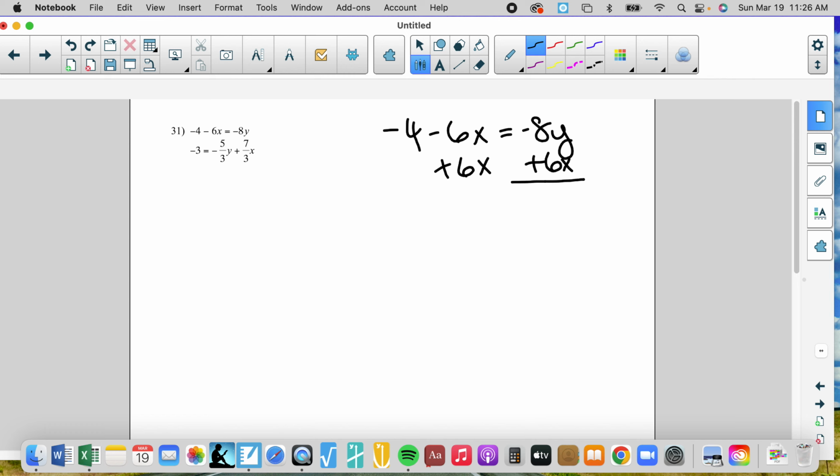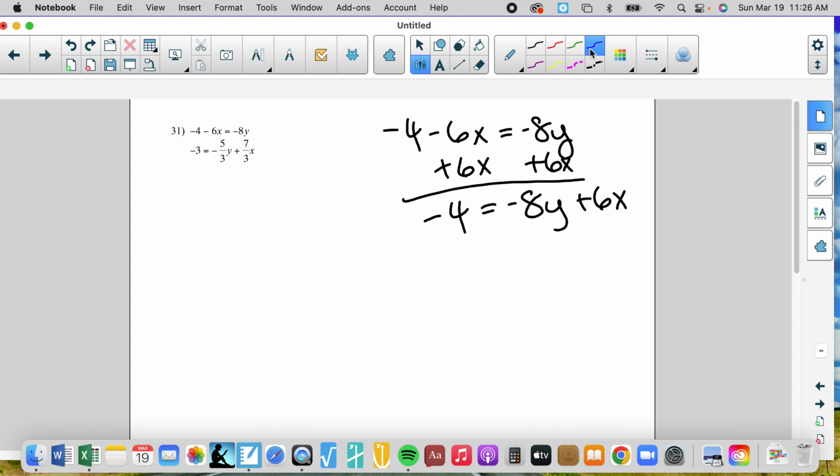By adding 6x. Negative 6x plus 6x gives us negative 4 minus 8y plus 6x, because I want it in the same format. Now, that fixed that equation. Now, I don't like the fractions, so what's going to get rid of the fractions? We'll look at the denominators. There's a 3 in the denominator, a 3 in the denominator.